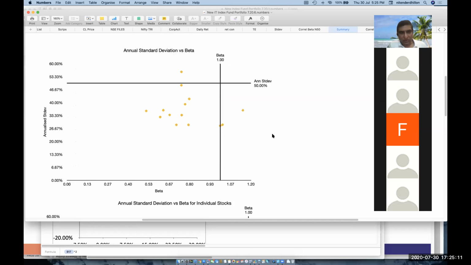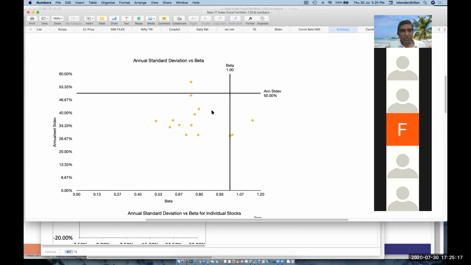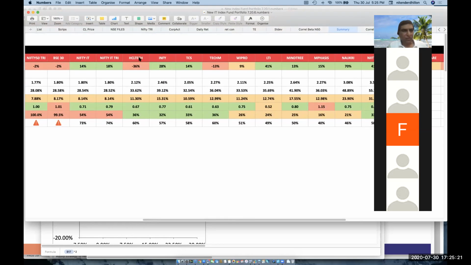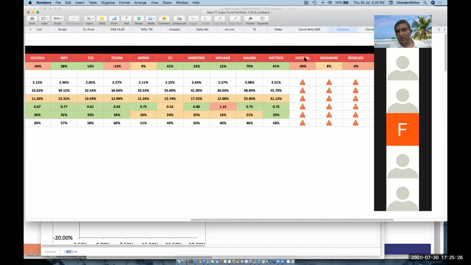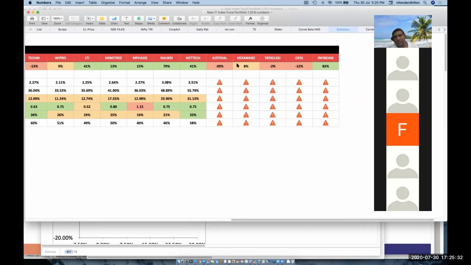So now just take a look at this. This is the beta for our IT stocks. The IT stocks I've taken are the standard ones: HCL Technology, Infosys, TCS, Naukri, NIIT Technology, Just Dial, Tata Elxsi, and so on. These are all securities which are part of the Nifty index at different points in time.